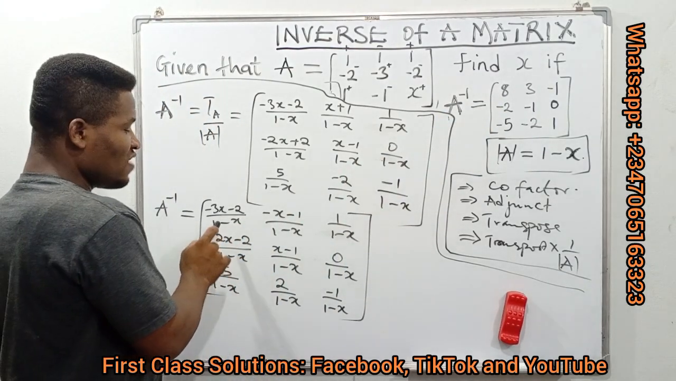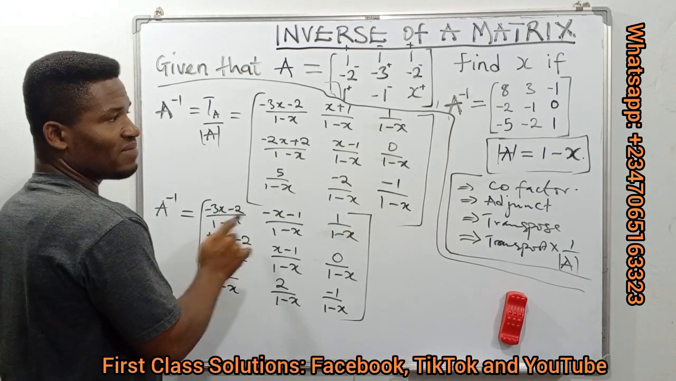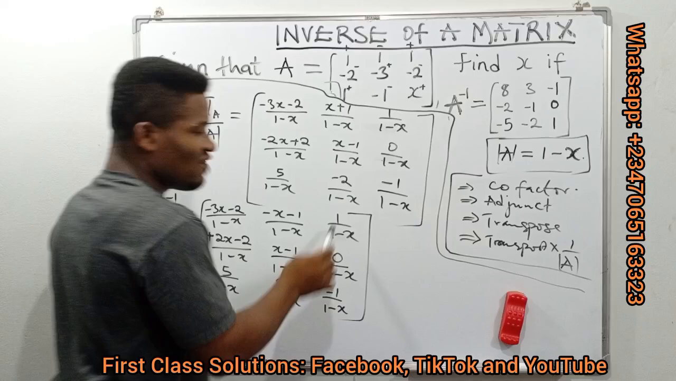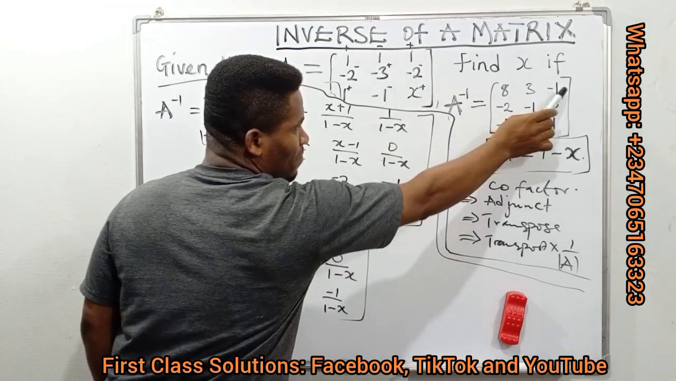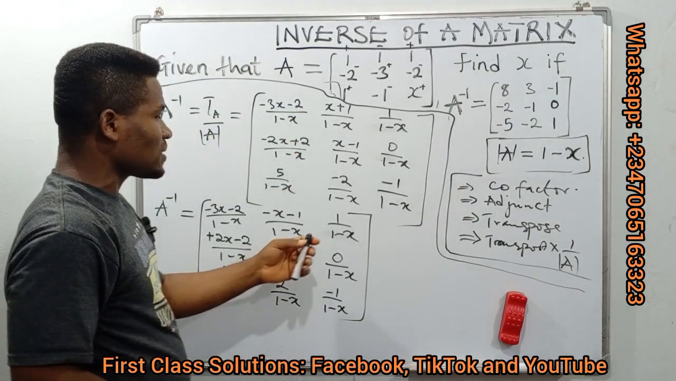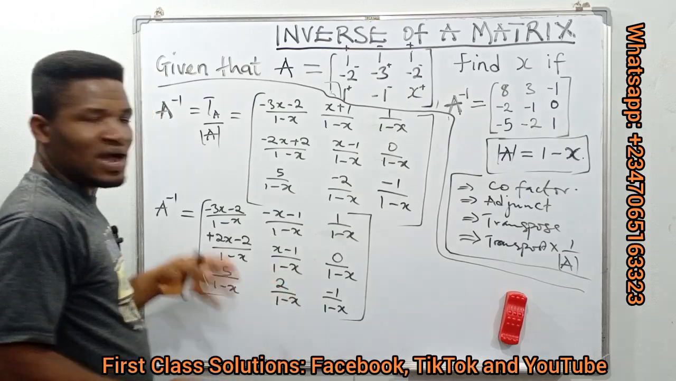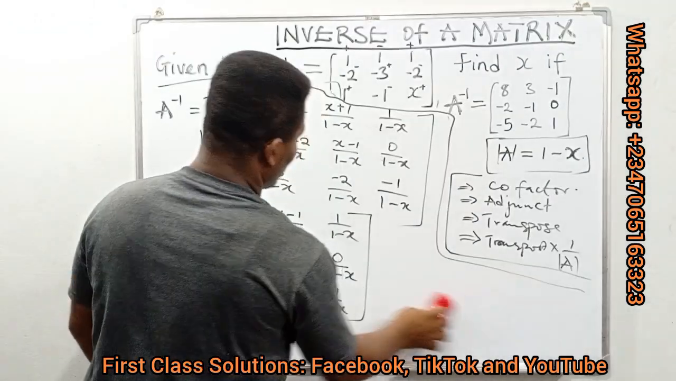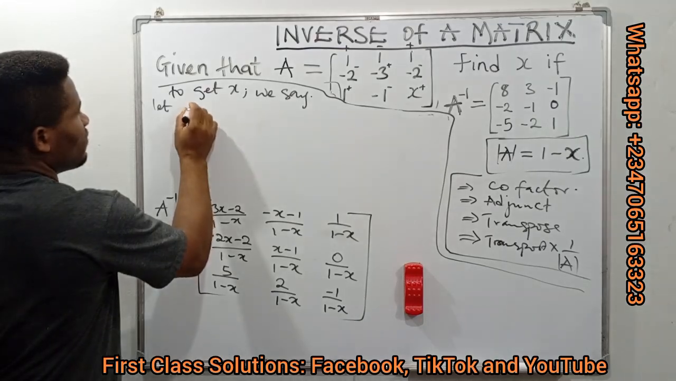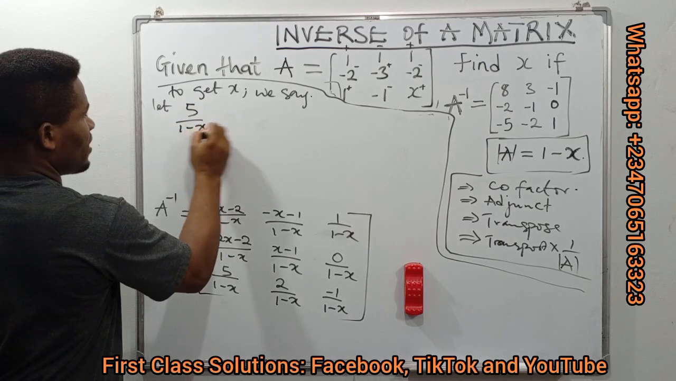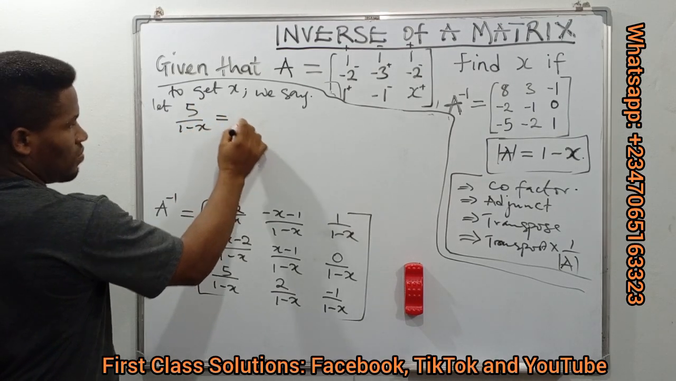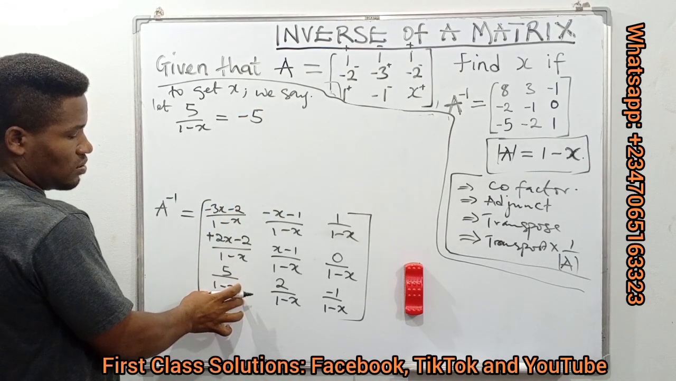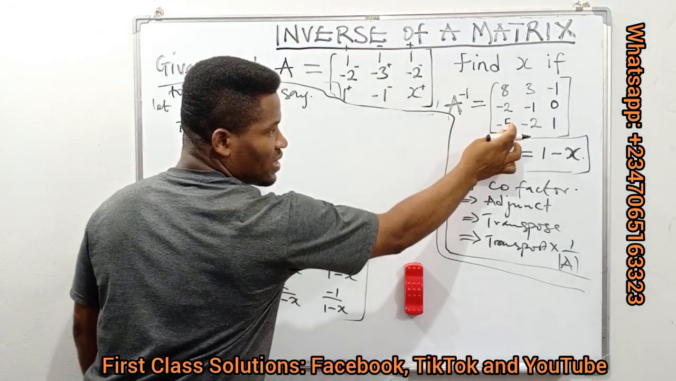Are you getting it? If minus 3x minus 2 over 1 minus x is equal to 8, or if this is equal to 3, or if 1 over 1 minus x is equal to minus 1. So whichever element in this matrix we pick to equate what we have here, we'll get the value of x. So let us calculate to get the value of x. Let 5 over 1 minus x be equal to minus 5. You know what we did? We took these elements here to equate the third element here.